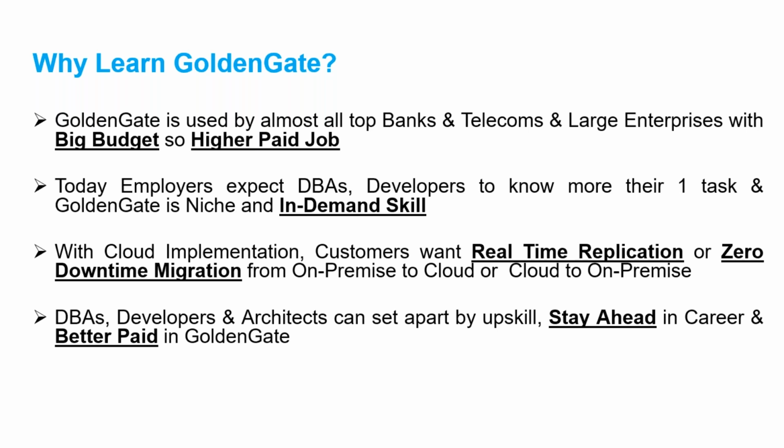So it is used by all top banks and telecom. All top banks, name any bank in this world, they are using Golden Gate. Talk about telecoms, they are using Golden Gate. Large enterprises in all domains, Golden Gate is now being used everywhere. So telecom, if I have to include AT&T, Sprint, Vodafone, everywhere Golden Gate is being used. Similarly, top banks, RBS, CIBC, State Bank of India, everywhere Golden Gate is being used.